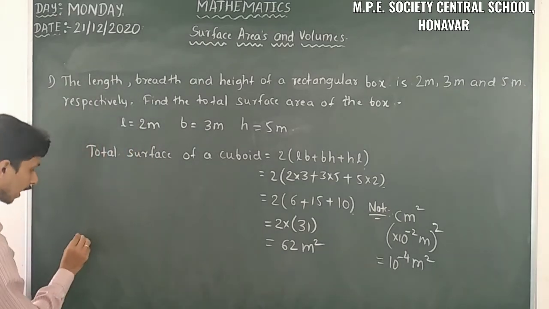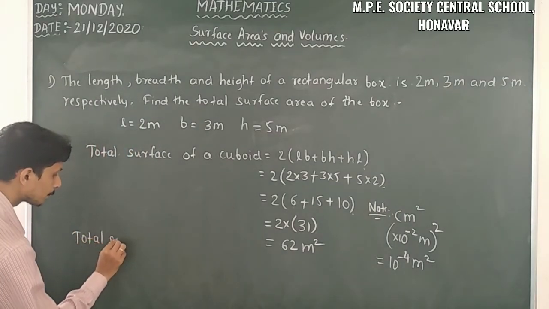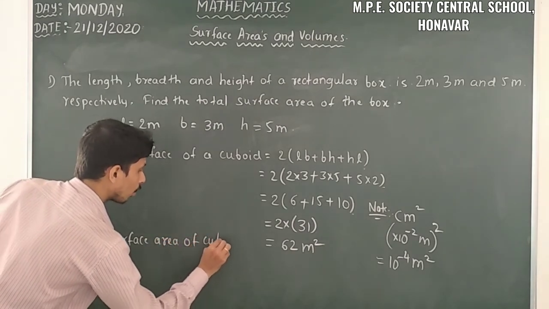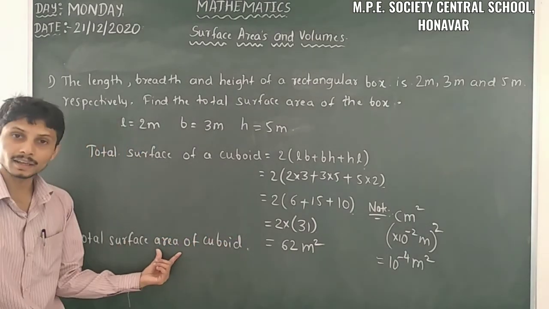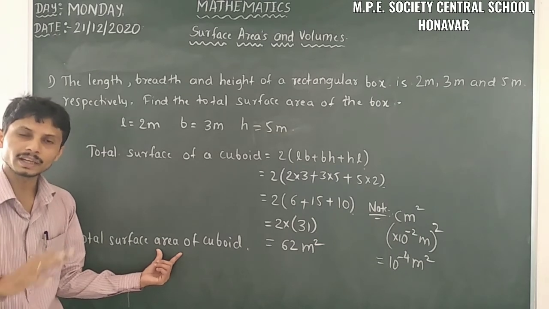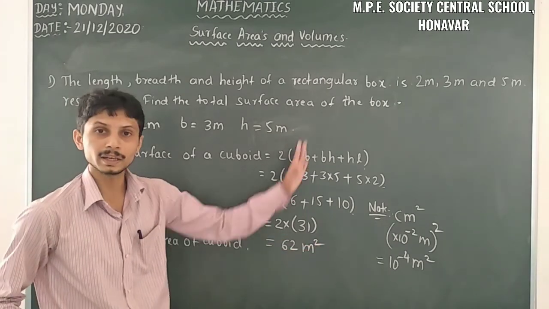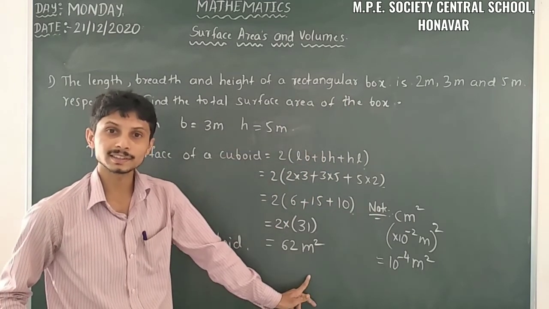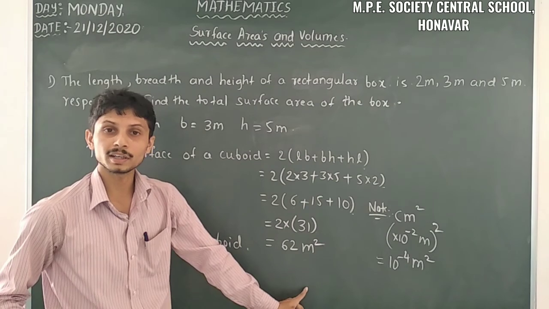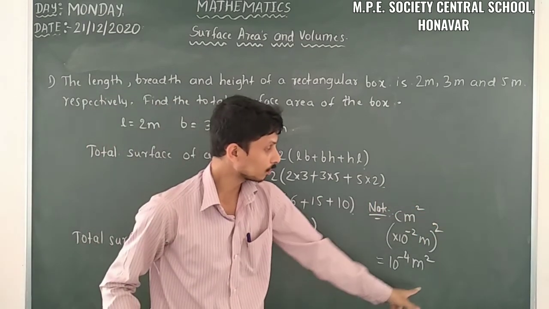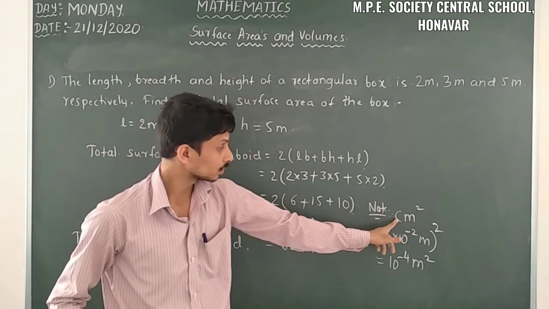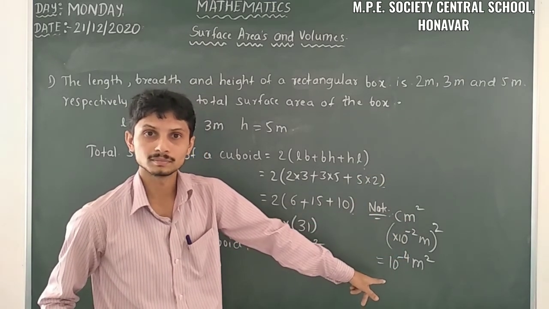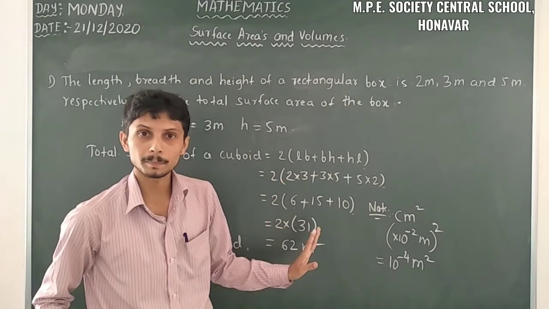So we have the answer, that is the total surface area of the cuboid. When we are finding the area of anything, you have to take the square of the quantity. If it is millimeter, you have to write millimeter square. If it is centimeter, you have to write centimeter square. If it is kilometer, you have to write kilometer square. So you have to remember this: centimeter square, kilometer square. Whether kilo, centi, whatever it may be, that also comes under the square sign. You have to remember that.